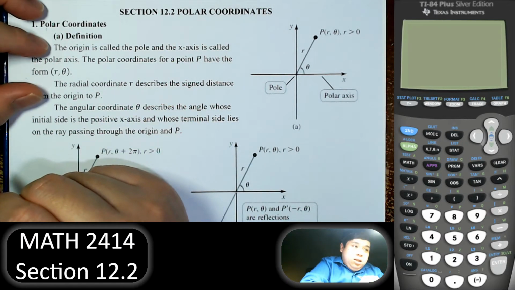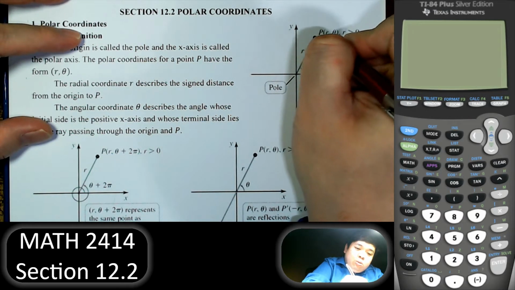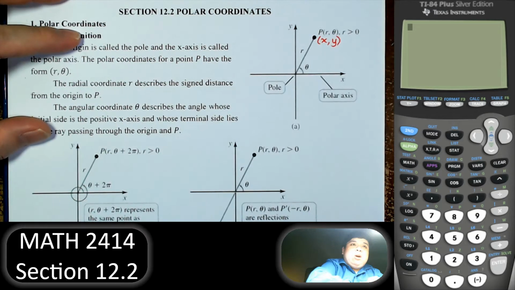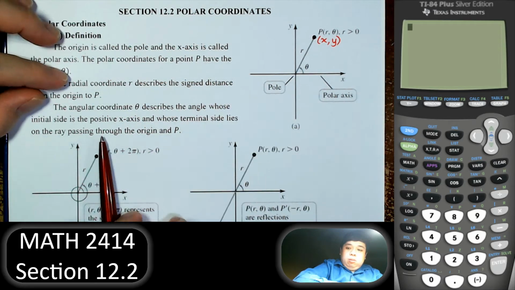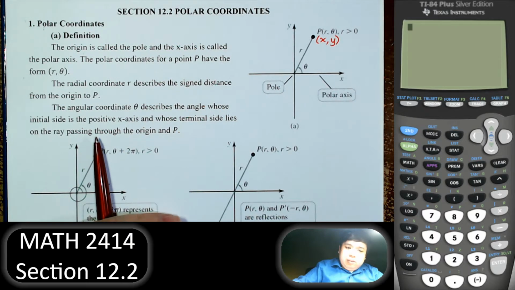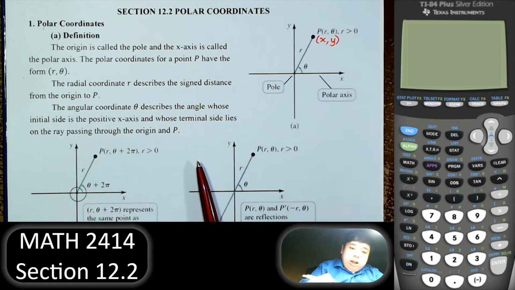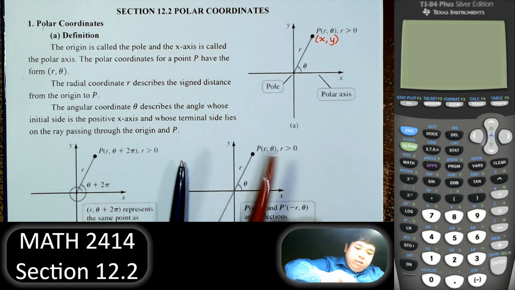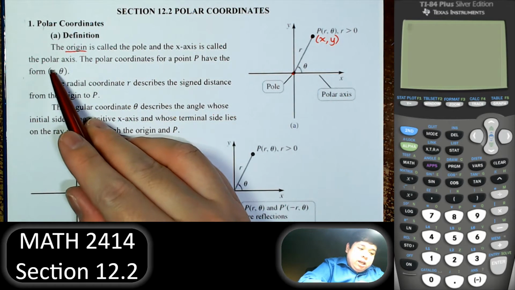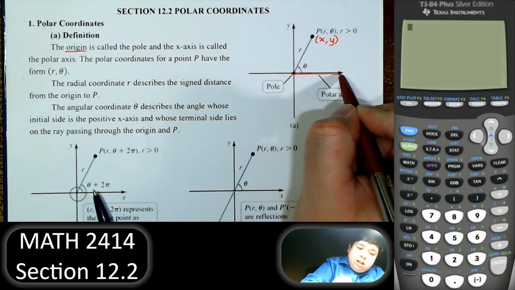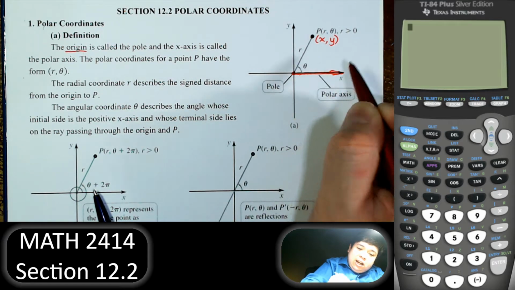Alright, polar coordinates. The way we originally define a point in the xy coordinate, or rectangular coordinate, or Cartesian coordinate, is with a point given by the x and y coordinates. Now, instead of doing that, we define a point on the two-dimensional plane as follows. First, we have a point, the origin, and then there is an axis. This is the axis, so it only goes one side. That side is the polar axis.